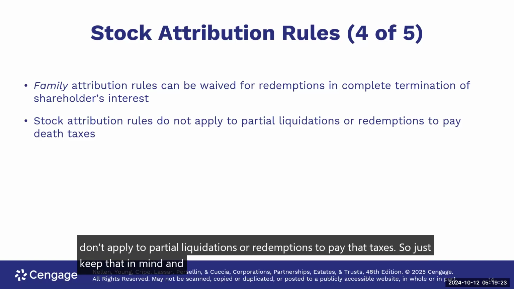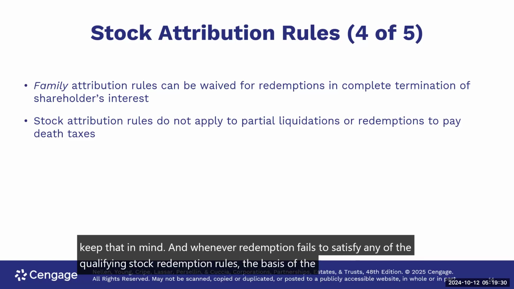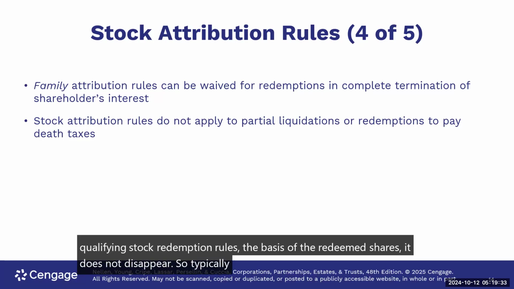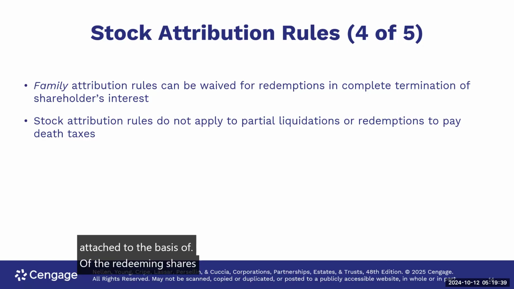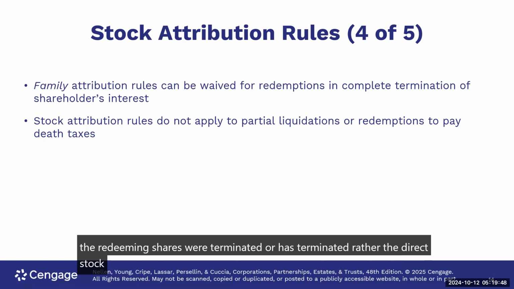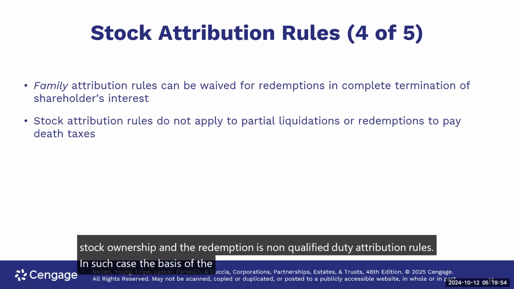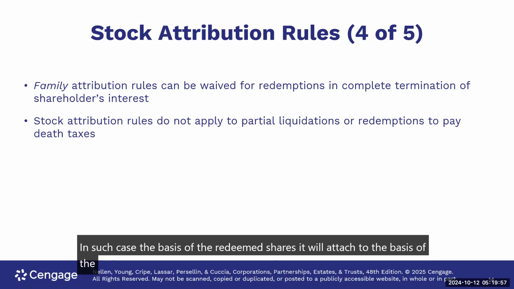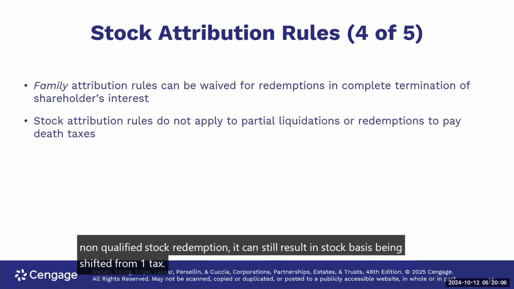And whenever a redemption fails to satisfy any of the qualifying stock redemption rules, the basis of the redeemed shares does not disappear. Typically, the basis would be attached to the basis of the redeeming shareholder's shares that remain in the corporation. If, however, the redeeming shareholder has terminated the direct stock ownership, and the redemption is non-qualified due to the attribution rules, in such case, the basis of the redeemed shares will attach to the basis of the constructively owned stock. So in this manner, when there's a non-qualified stock redemption, it can still result in stock basis being shifted from one taxpayer to another taxpayer.